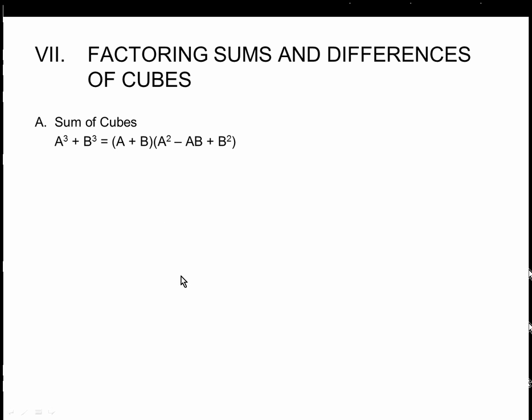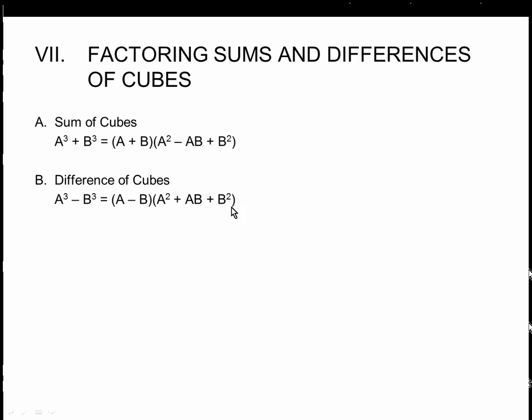The difference of cubes, a cubed minus b cubed, is a minus b times a squared plus ab plus b squared. Notice they look very similar. The only difference is the sign. Notice for the first one with a plus, the first factor has a plus, and the middle term of the second factor is opposite. For the one with a minus, the first factor has a minus, and the middle term of the second factor is opposite.